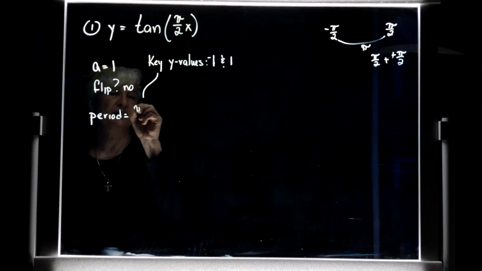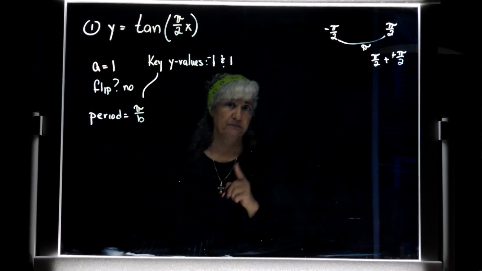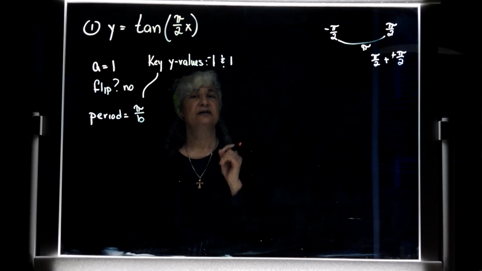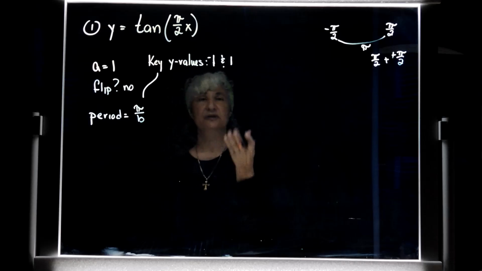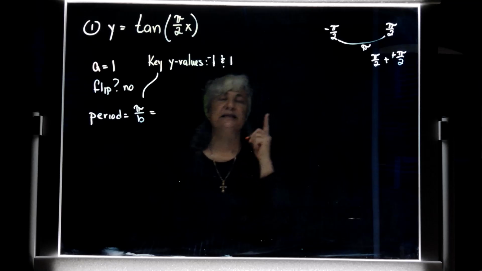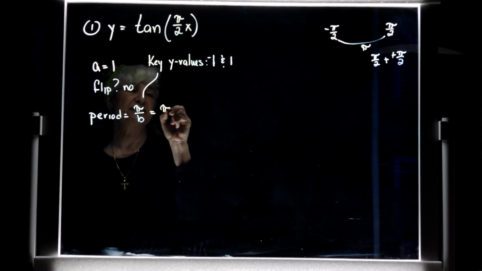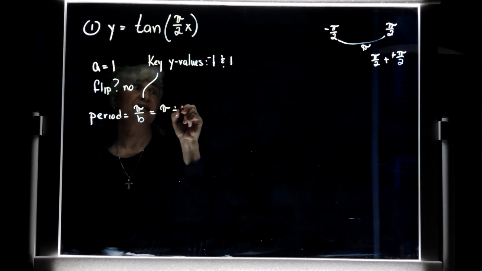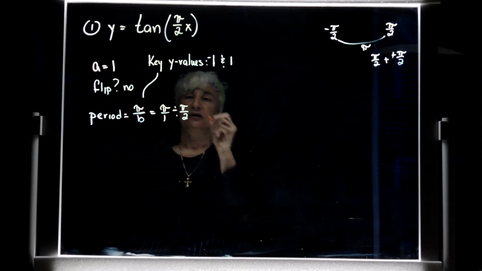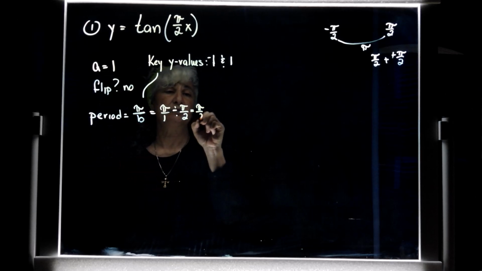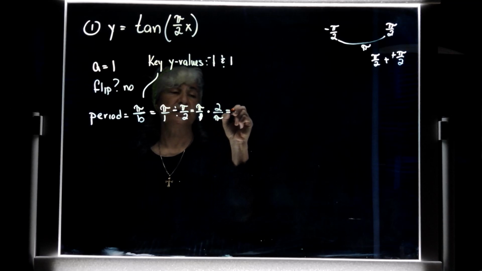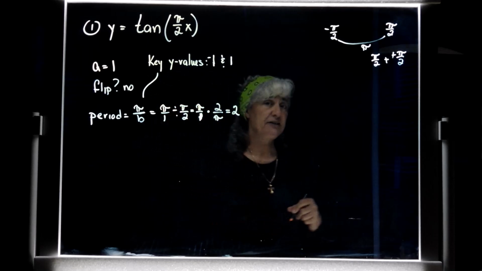So in this case, the formula is pi divided by b. Got it? For sine and cosine, it's 2 pi. For tangent, the parent graph only takes up half the circle, so it's pi. All right, where do we always find the b? It's the coefficient of x. So I'm basically taking pi and dividing by pi over 2. Remember, this is division. Looks like we are needing to multiply by the reciprocal. So it looks like the period is 2. All right, works for me.